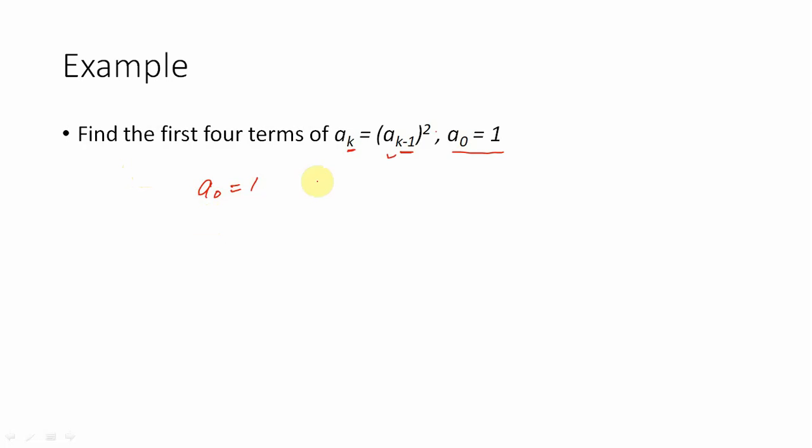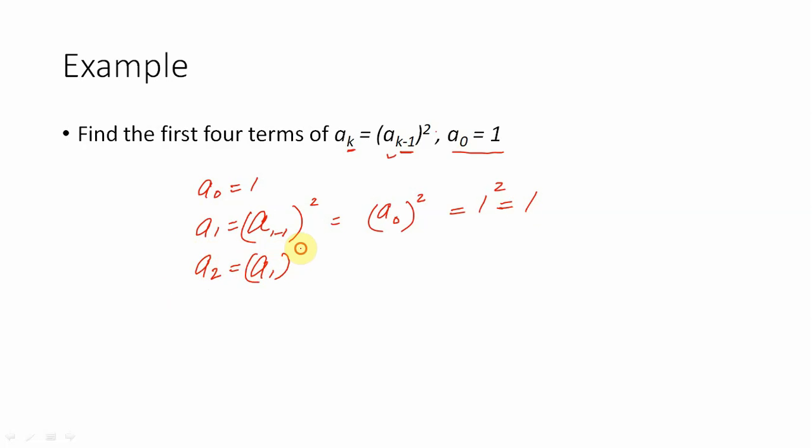a0 is equal to 1. Let's put 0 over here. So a1 is equal to (a1 minus 1) whole square, that is (a0) whole square. So that is equal to 1 square, that is equal to 1. a2 is equal to a1 square, which is again equal to 1. Sorry, I have taken an example where all the terms are coming as 1. So the series here will be 1, 1, 1, 1 and so on. Let's take another example.